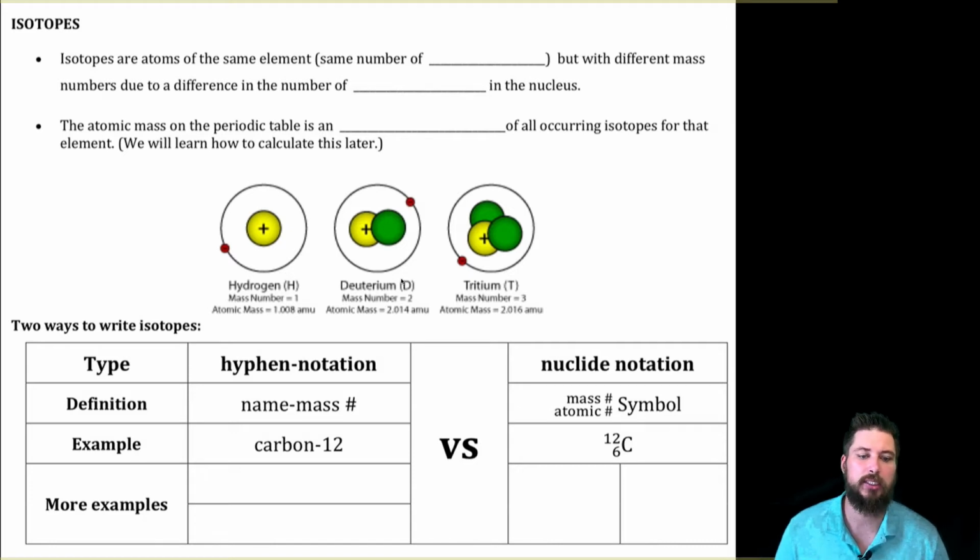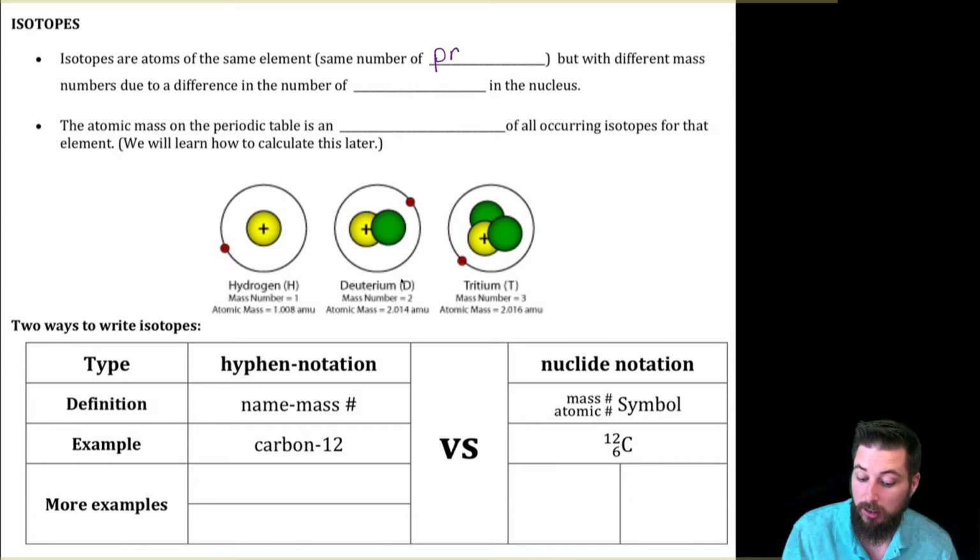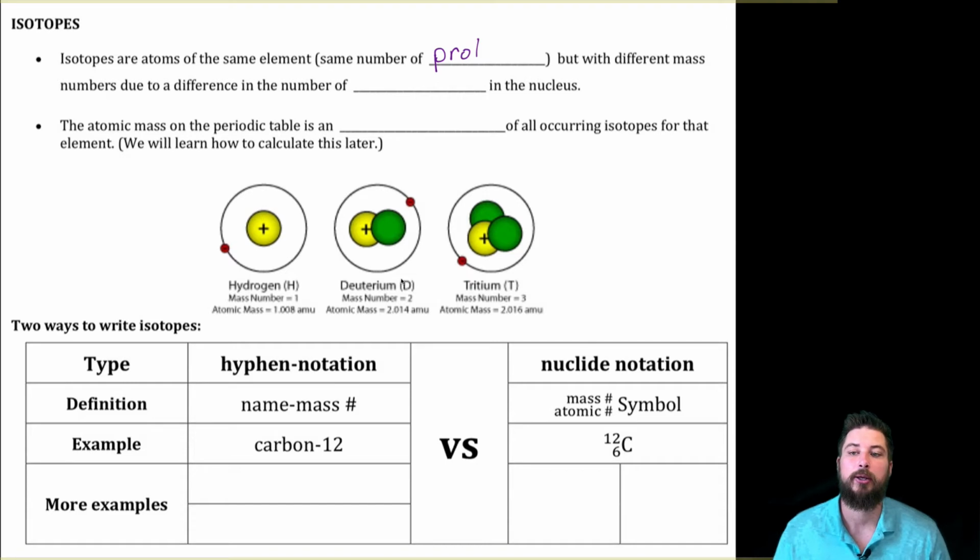However, what we're going to learn today is that two atoms of the same element will have the same number of protons, but they might have a different number of neutrons, which means they'll have a different mass. And so that's what we're going to talk about today. So isotopes are atoms of the same element, which means they have the same number of protons, but with different mass numbers due to the different number of neutrons. So they have the same protons but different neutrons, and that's what isotopes are.